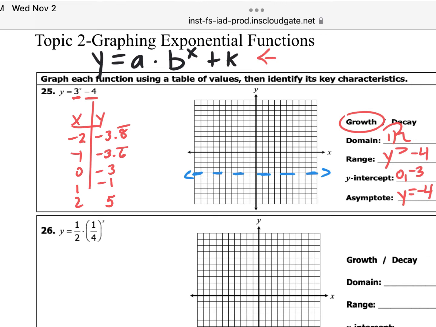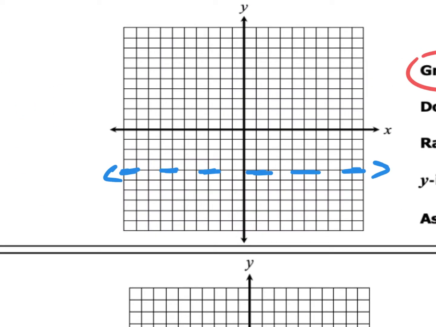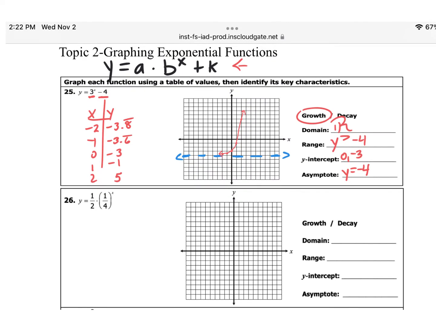And now my 5 points: negative 2, negative 3.8. Well, negative 3.8 is really close to negative 4. Then negative 3.6, it goes up just a little bit, and then negative 3. 1, negative 1, and then 2, 5. So you can see this is starting to increase now pretty fast. Connect the dots. And there is your graph.